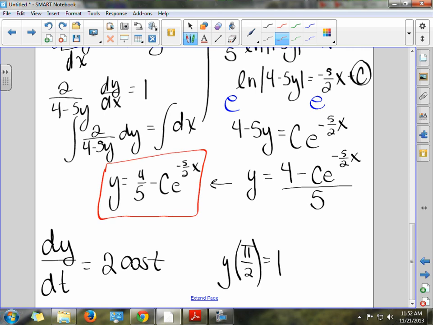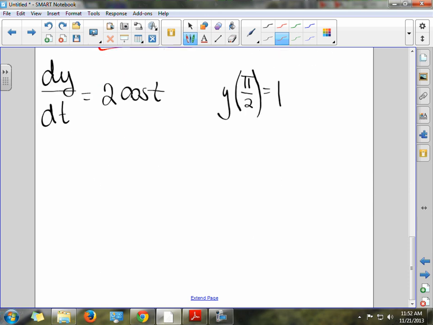So not bad. Just integration techniques y'all already know. Just have to set them up properly. All right, so now I've got a particular solution we're going to find. I've given you guys an initial condition, and I have that dy/dt is equal to 2 cosine t.